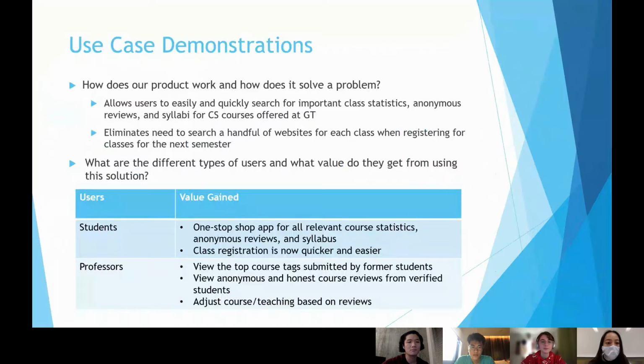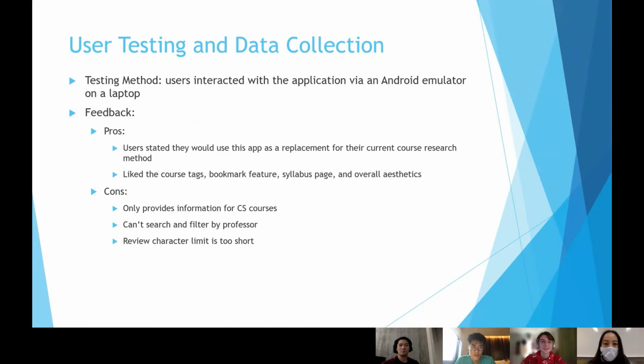Here is some details about our use case demonstration, and pause if you'd like to read more. So for our user testing method, we had users interact with the application via an Android emulator, as you saw. Some of the feedback we received is that users would use this app as a replacement for their current course research method. They like the course tags, bookmark features, syllabus page, overall aesthetics. Some cons that we can improve on is that currently it only provides information for CS courses. You can't search and filter by professor, and the review character limit is a little short.